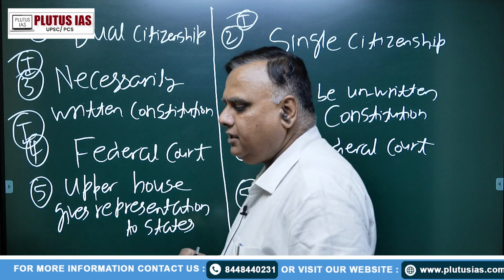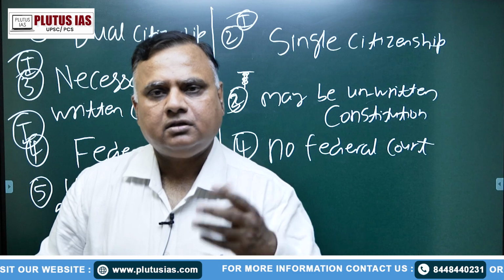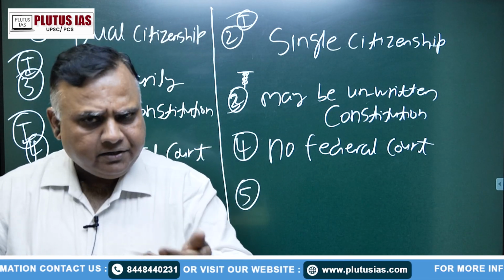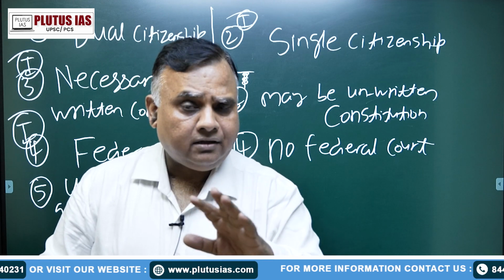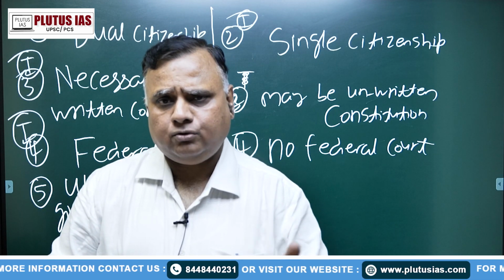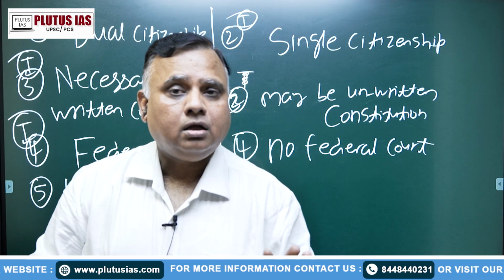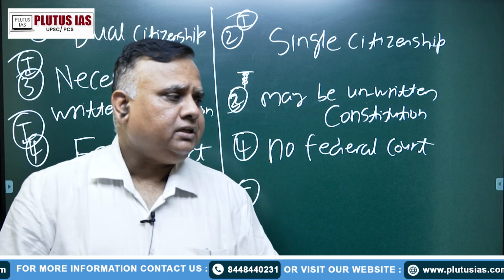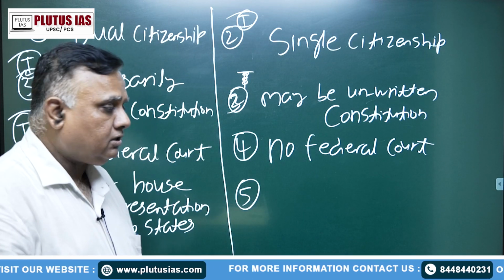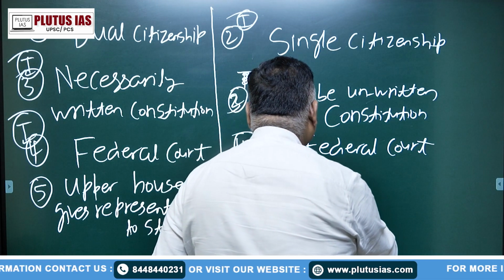While in unitary polity, there may not be upper house. Like in China, there is no upper house. There is single house. In United Kingdom, there is upper house, House of Lords, but House of Lords does not represent states. It represents peer groups, hereditary groups, elites, talent, not states. So either there will be no upper house, or even if there is upper house, it does not represent states. States are not given representation at the union legislative level.